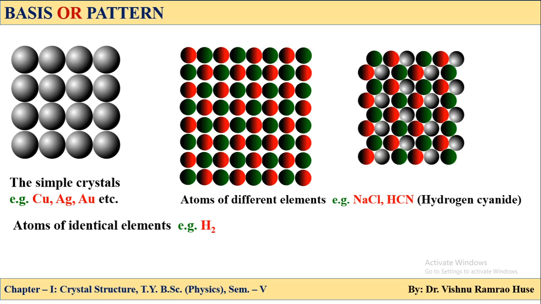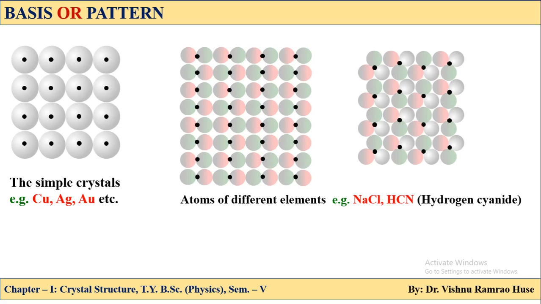Now, in all these crystals, real atoms or ions or molecules are present. That means these crystals are real ones. But now, if we replace these atoms or ions or molecules of these crystals by imaginary points, then we get such space lattices.